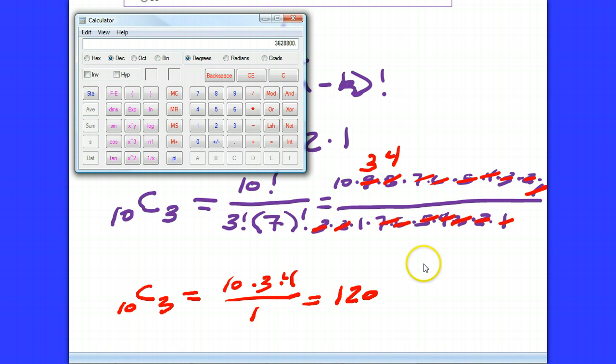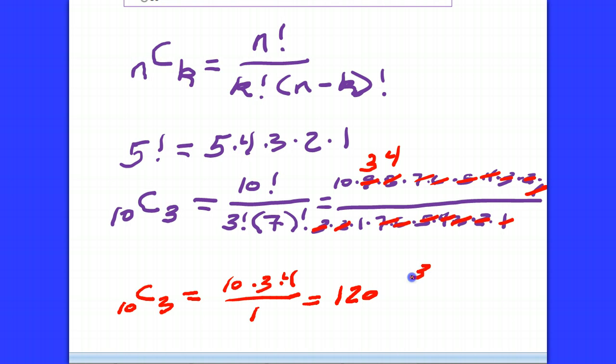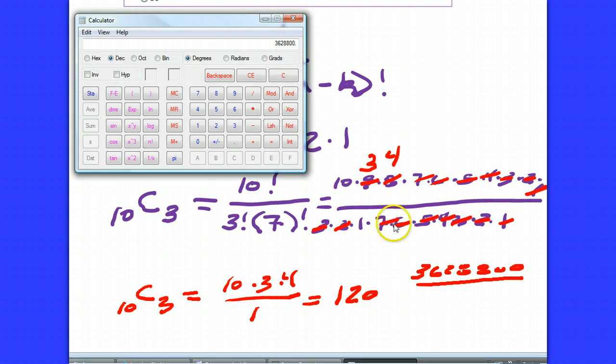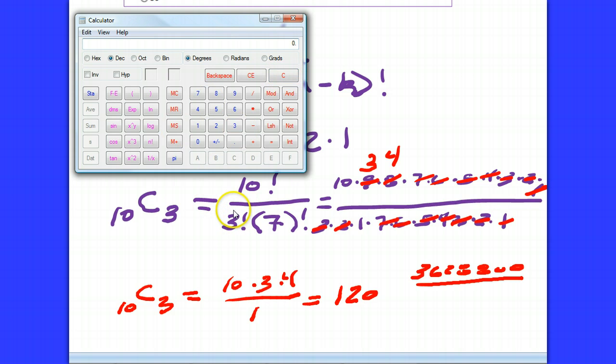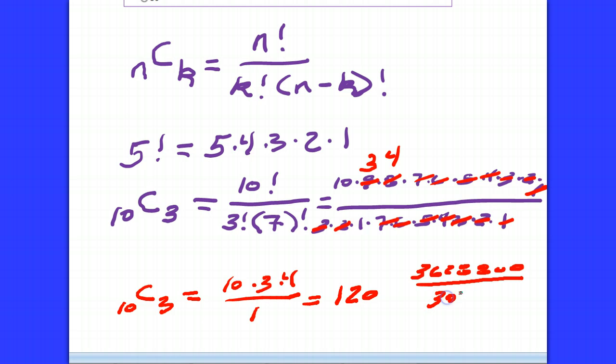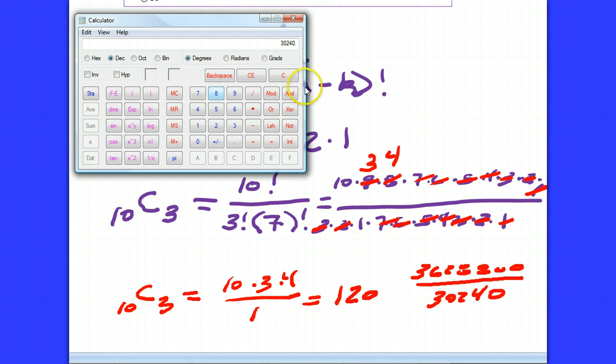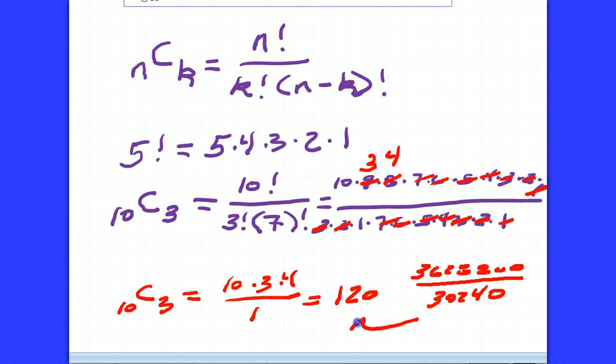So if I wanted to, I could have taken that number, 3628800, put it on top, and then called up my calculator again. We could have done 3 factorial on the bottom, which is 3 times 2 times 1, which is going to be 6, and times 7 factorial. 7 factorial times 6 would have gotten me 30240. And then if I would have divided those out, 3628800 divided by 30240 equals 120. So I could have actually used a calculator, and I also would have gotten 120.